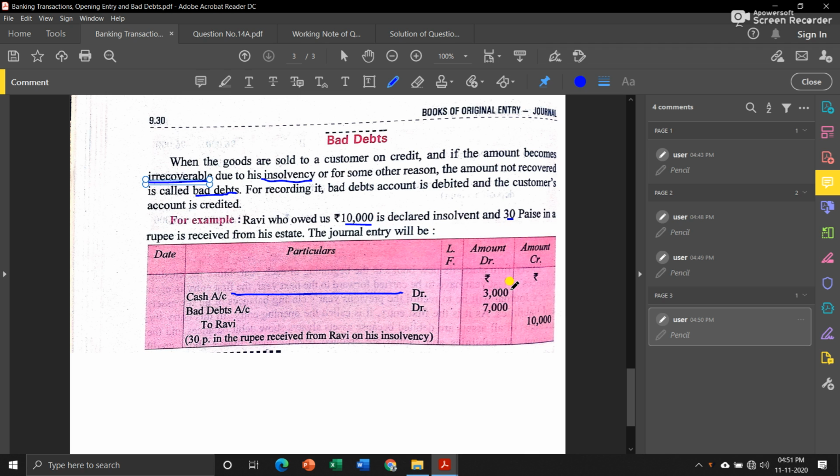So we got 3,000. Then the amount which he is not going to pay us will be known as bad debts. So we will debit bad debts account by rupees 7,000, and altogether Ravi was supposed to pay us 10,000, so his account will be credited. Now this is the journal transaction of bad debts.